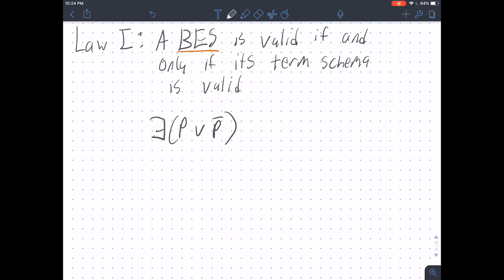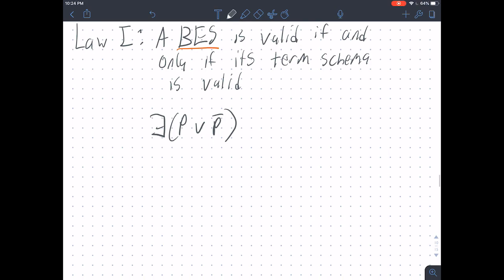And so to test this for validity, what we would do is we would subject the term schema to truth value analysis. Like so. And it's valid, okay? So if you ever have a single Boolean existence schema and you want to test it for validity, that's all you need to do. Just one more example so you know what I'm talking about.